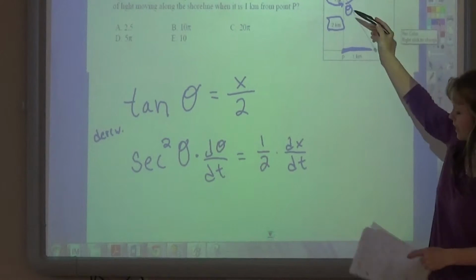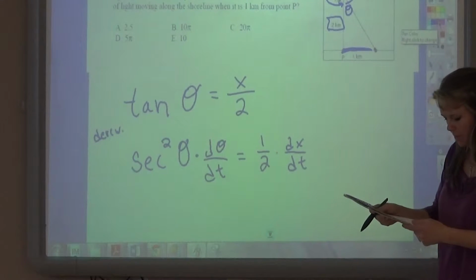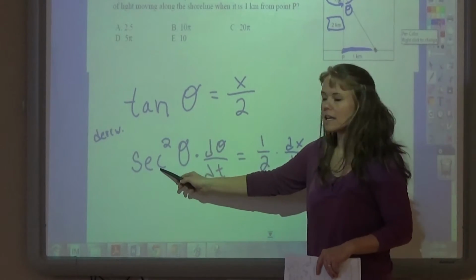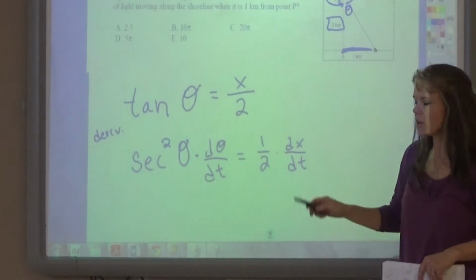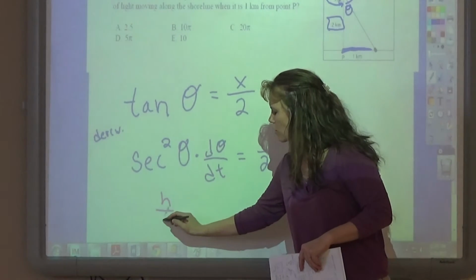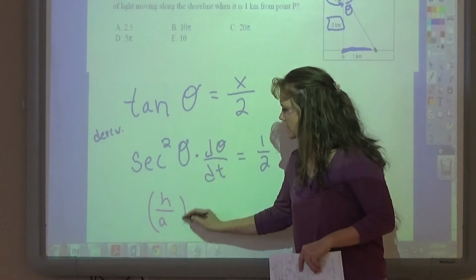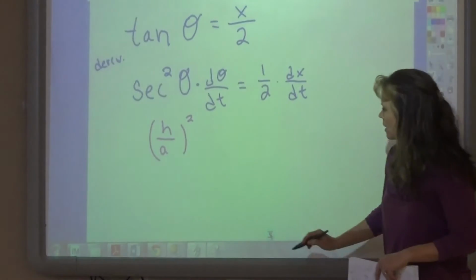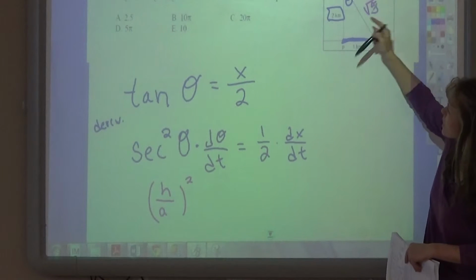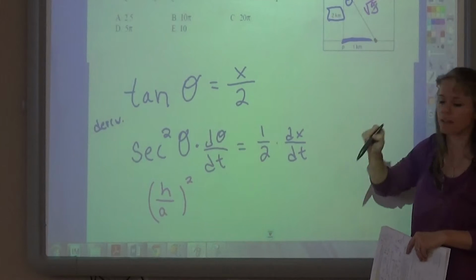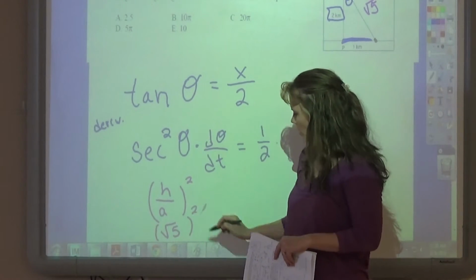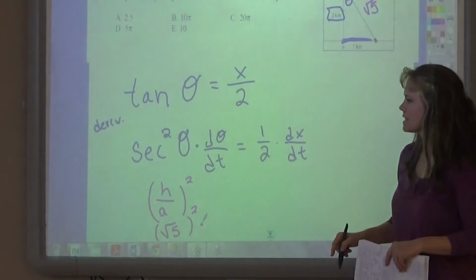If I find that angle theta, actually I don't even need to find that angle because I know the secant. Secant, remember, is 1 over cosine. Cosine is adjacent over hypotenuse. So this is the hypotenuse over the adjacent side squared, which the hypotenuse I can figure out quickly to be square root of 5. 2 squared plus 1 squared is 5, square rooting that. So this is square root of 5 squared times d theta dt.